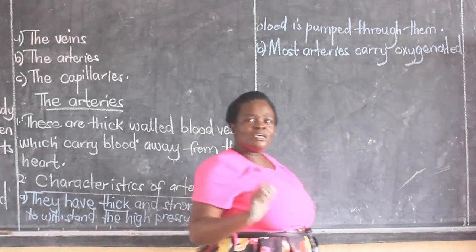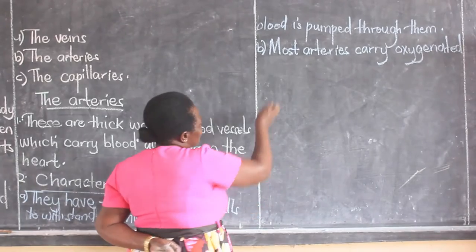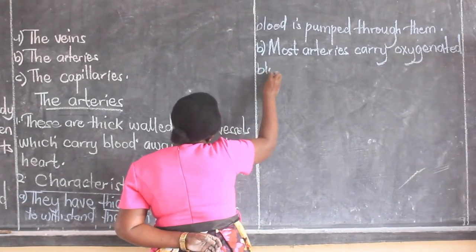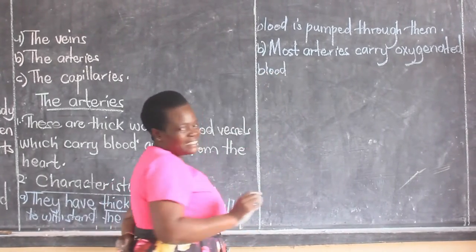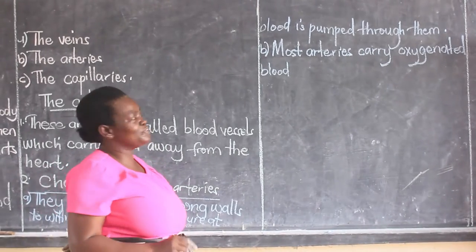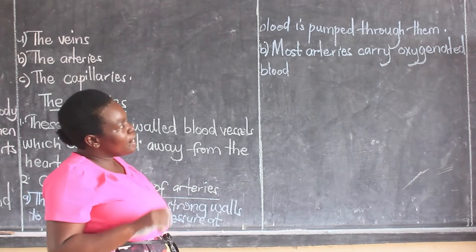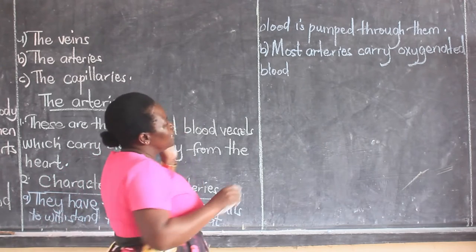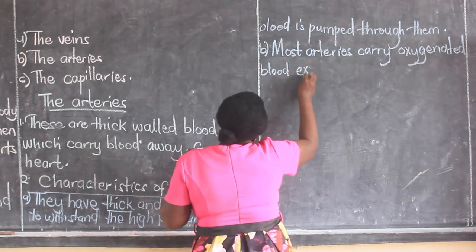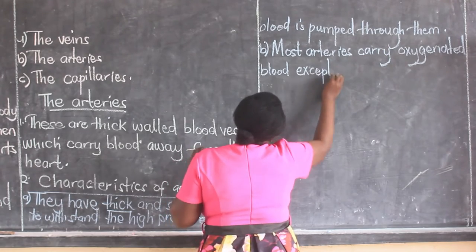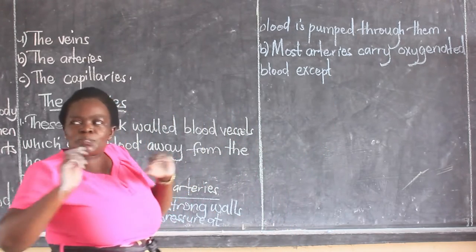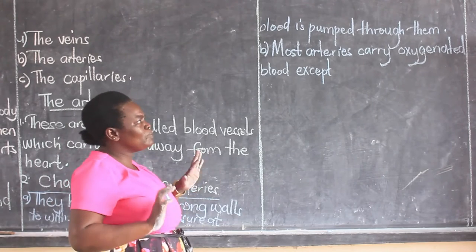Most arteries carry oxygenated blood. I've used the word most, and because we understand our English very well, most does not mean all. Most arteries carry oxygenated blood, except there is an artery, there is a special artery, there is a special blood vessel.